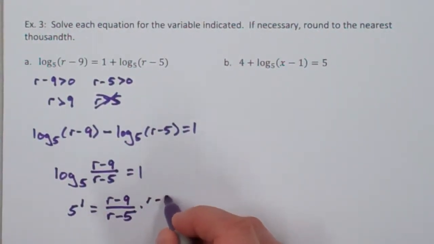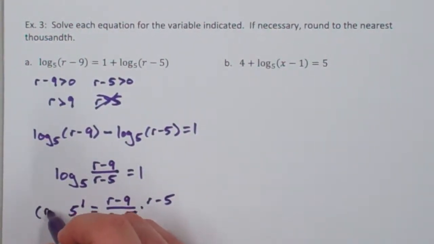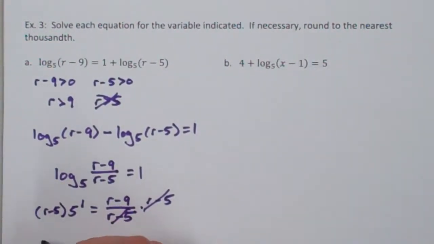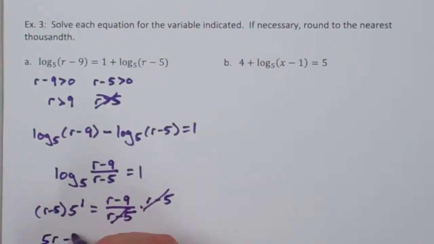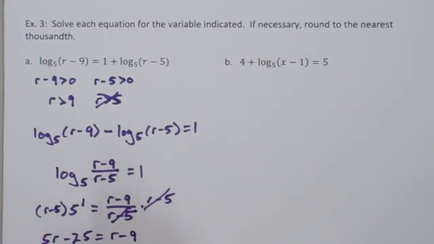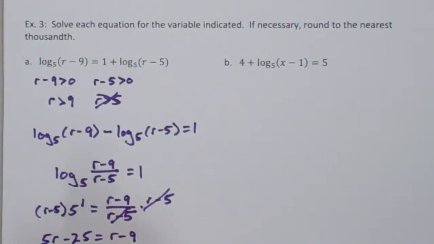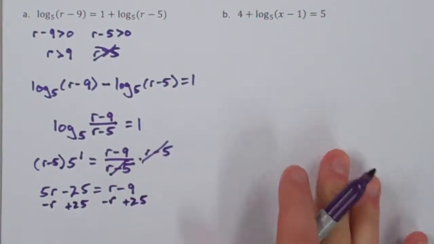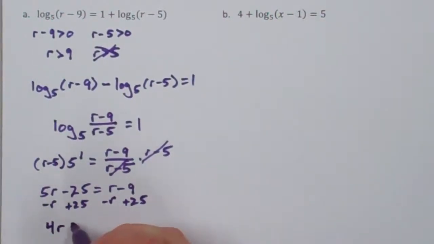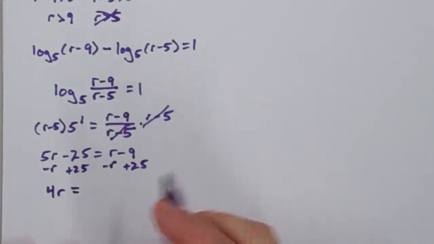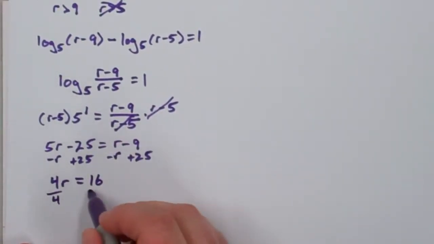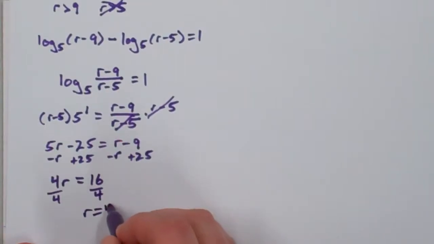If we multiply each side by r minus 5, remember to do that in parentheses, this will cancel. We'll be left with 5 times r minus 5, which is 5r minus 25, is equal to r minus 9. If we solve here, we can subtract r and add 25. Getting a little off the screen, we'll move that up. And 4r would then be equal to 16. We can divide by 4, and r will be 4.